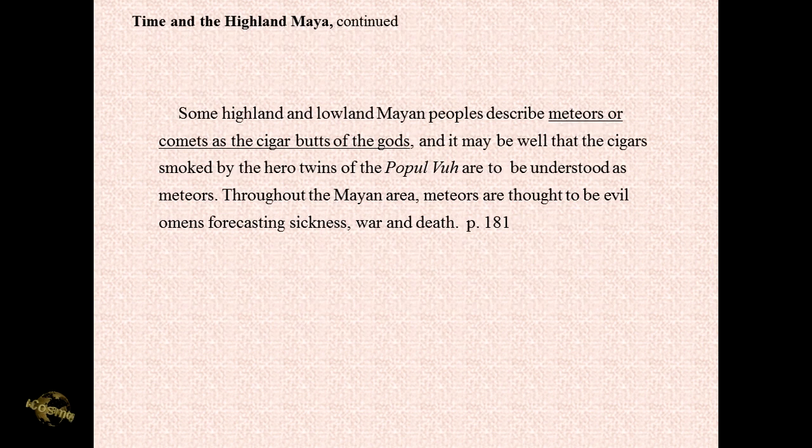And we go on here, we're going to speed on because I see now we're running out of time. Now here's where we start putting it together. Some highland and lowland Mayan peoples describe meteors or comets as the cigar butts of the gods. And it may be well that the cigars smoked by the Hero Twins in the Popol Vuh are to be understood as meteors. Throughout the Mayan area, meteors are thought to be evil omens forecasting sickness, war, and death.